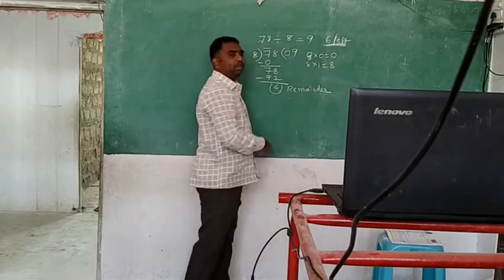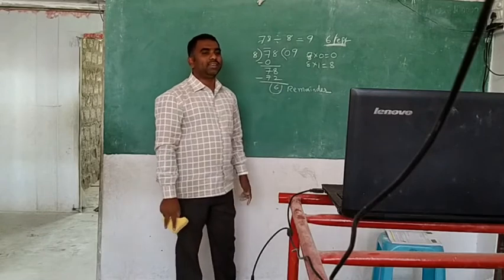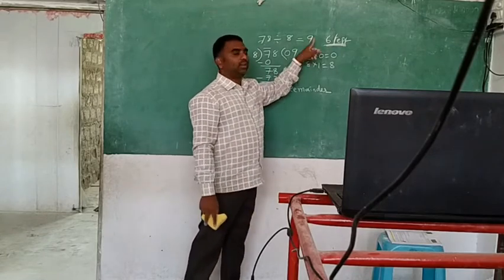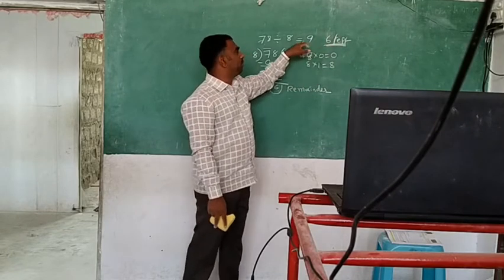These all will be kept in packets. But 6 chocolates will be kept separately, because fully they are not there. That's why these are left. These are remaining, and this many packets you got.